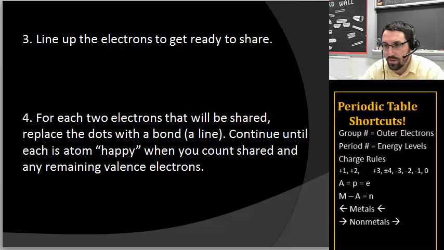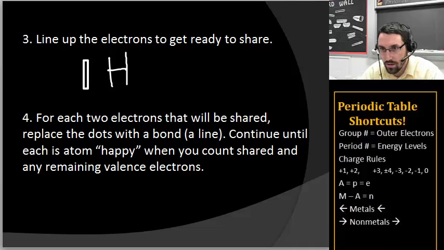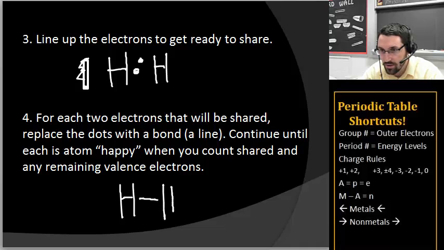Next up, we need to line up the electrons. So we redraw, oops, we want a pencil. We're going to say hydrogen with 1 electron. The other hydrogen, we're going to line it up right next to it. Put that one right there. Get rid of that. And then the last step is we replace the 2 electrons that are shared with a line. So I write hydrogen, line, hydrogen.